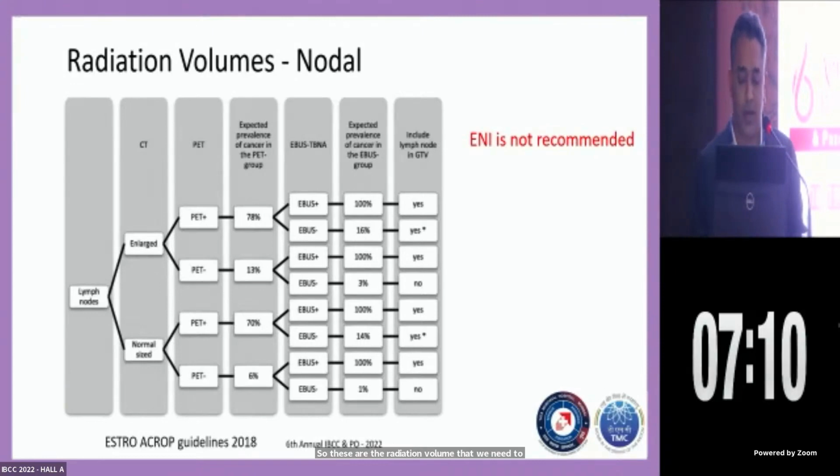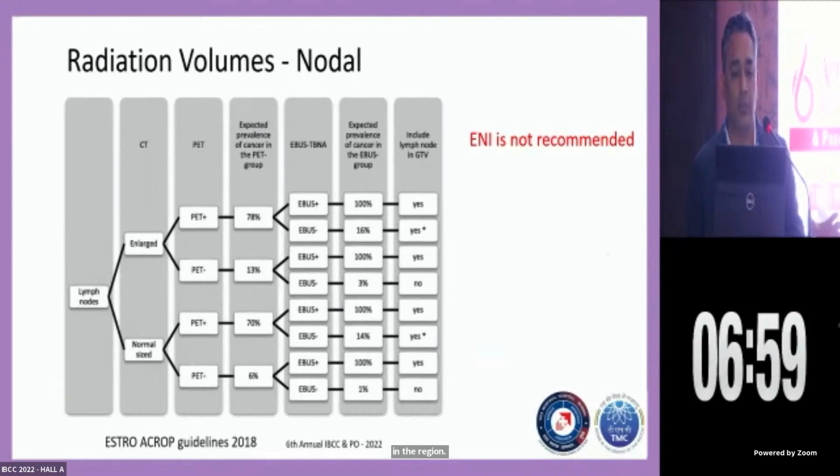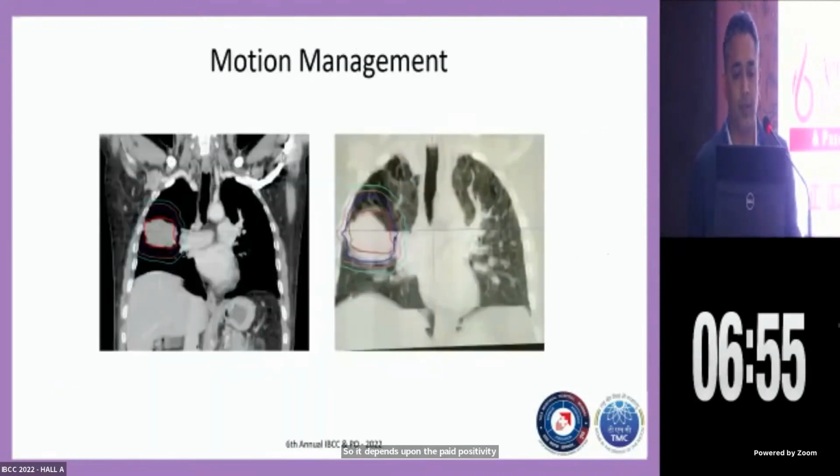There are ISRT and ACROP guidelines. However, elective nodal irradiation is not routinely recommended in radiation therapy in locally advanced non-small cell lung cancer. So it depends upon the PET positivity or the EBUS positivity. So we'll have to look to the guidelines.